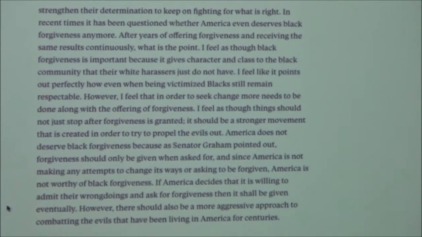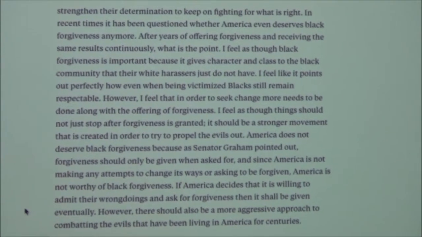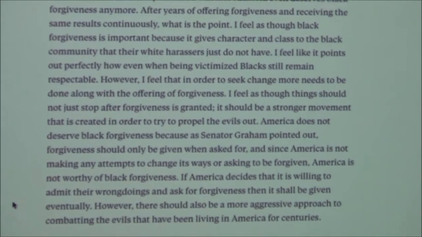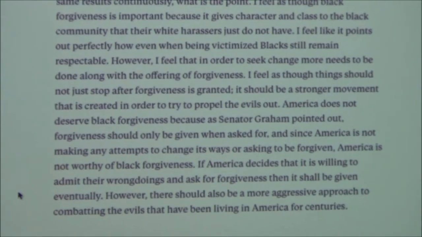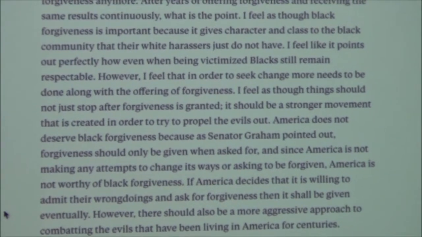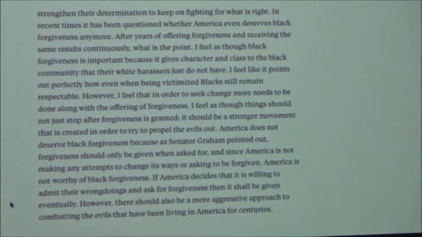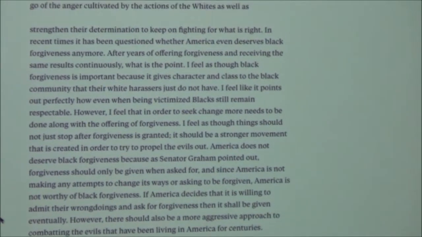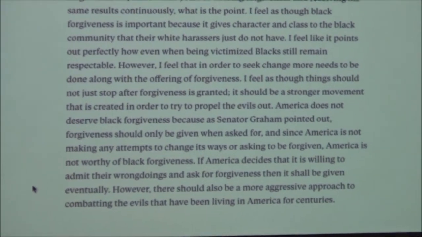America does not deserve black forgiveness because, as Senator Graham pointed out, that was a state senator, a relative of one of the victims, forgiveness should only be given when asked for. And since America is not making any attempts to change its ways or asking to be forgiven, America is not worthy of black forgiveness. If America decides that it is willing to admit their wrongdoings and ask for forgiveness, then it shall be given eventually. However, there should also be a more aggressive approach to combating the evils that have been living in America for centuries. So, sophomore in college, right?